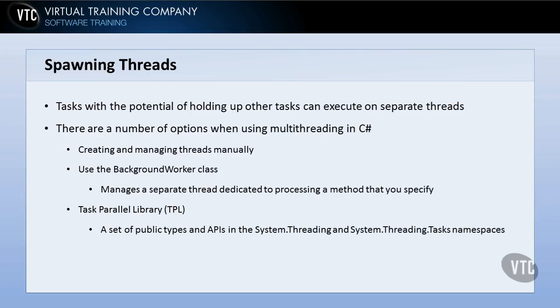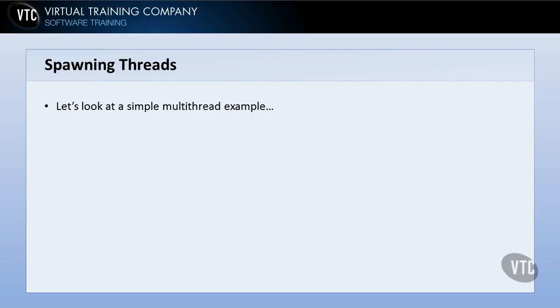Now, the task parallel library is a set of public types and APIs in the System.Threading and System.Threading.Tasks namespaces that's designed to simplify this whole process of adding parallelism and concurrency to applications, and we'll talk about all that a bit later on. So let's just look at a simple multi-thread example.